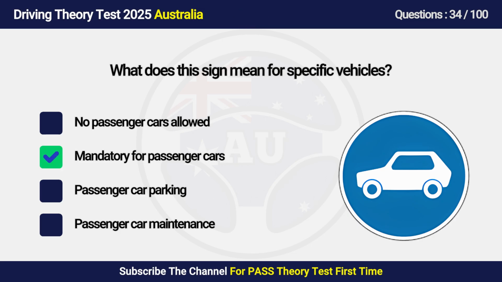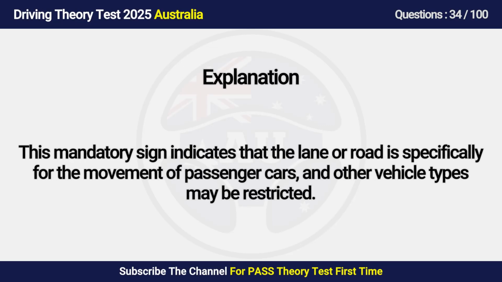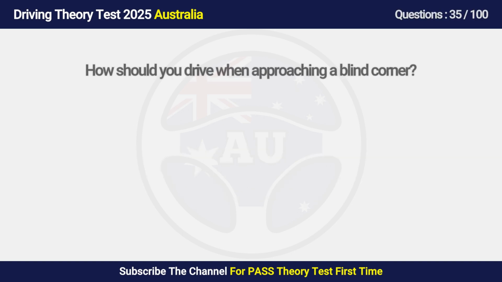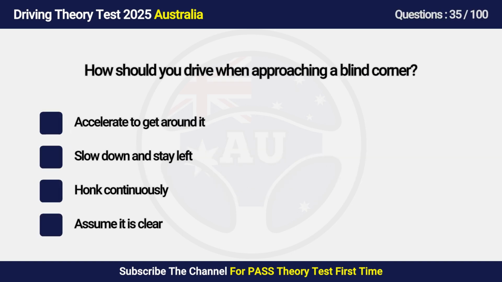Answer is B. Mandatory for passenger cars. This mandatory sign indicates that the lane or road is specifically for the movement of passenger cars, and other vehicle types may be restricted. Question 35. How should you drive when approaching a blind corner?